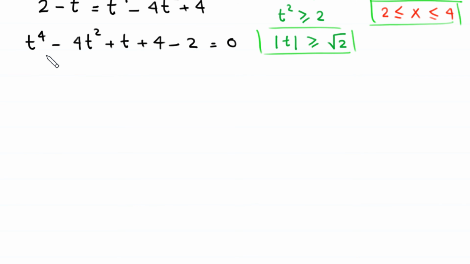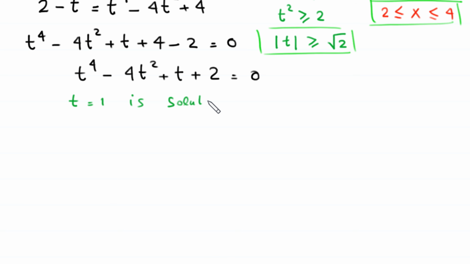Further simplify, this will become t to the power 4 minus 4t squared plus t, and 4 minus 2 will become plus 2 equal to 0. Now we notice that t equal to 1 is a solution of this equation, which means that t minus 1 is a factor of this equation.